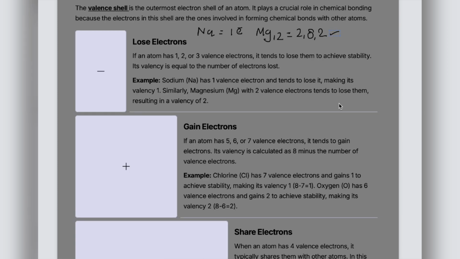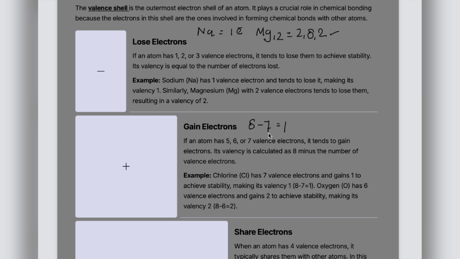If an atom has 5, 6 or 7 valence electrons, it tends to gain electrons to achieve stability, making its valency 8 minus 7, which is equal to 1.